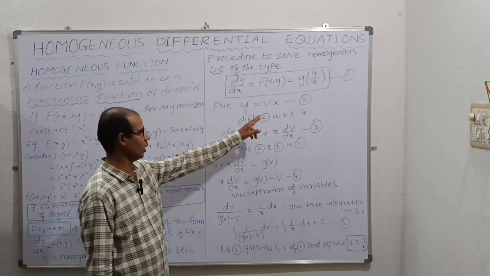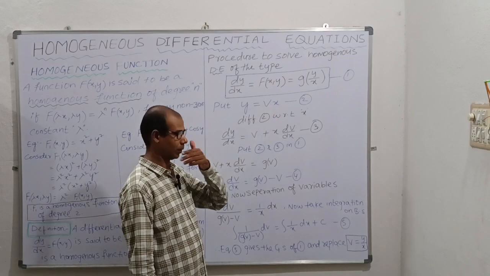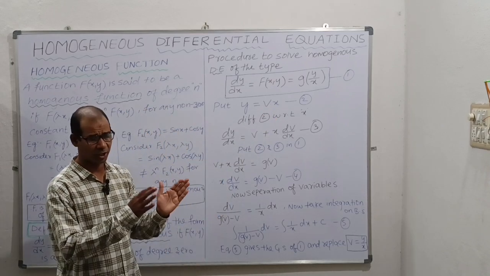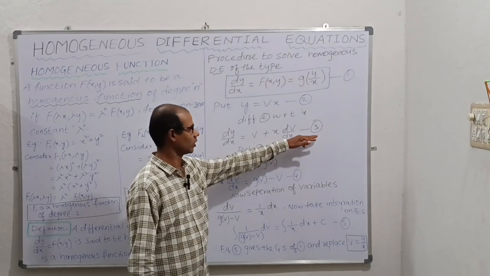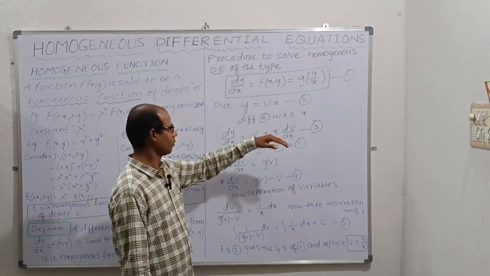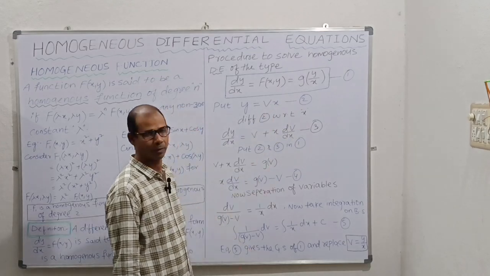So here you have to use the product rule. What is the product rule? First function into derivative of second function plus second function into derivative of first function. Now this is equation number 3. So now what we have to do? You have to substitute 2 and 3 in 1.